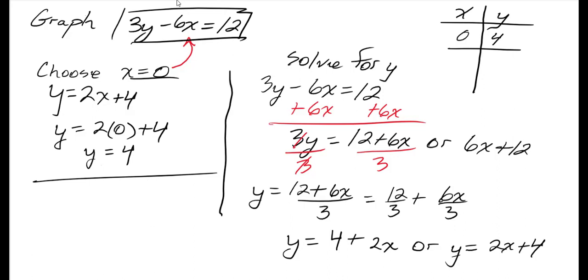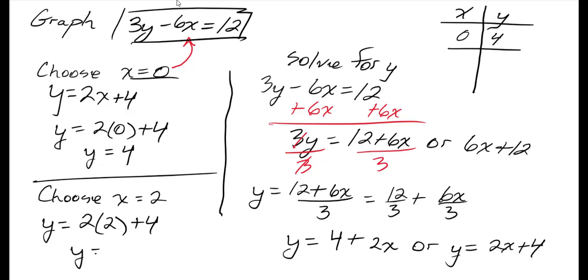Okay. So let's generate another coordinate. Let's choose any x value really that we can graph. So let's say x is 2. Then I'm going to insert 2 into my equation. 2 times 2 is 4, plus 4 makes 8. So y is 8. When x is 2, y is 8. I'll go ahead and put that on my little table here: 2, 8. So now let's make a little graph.